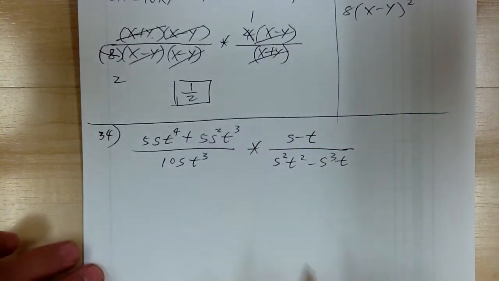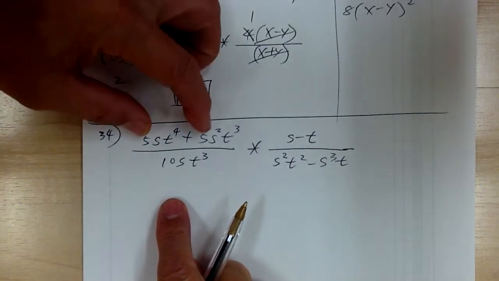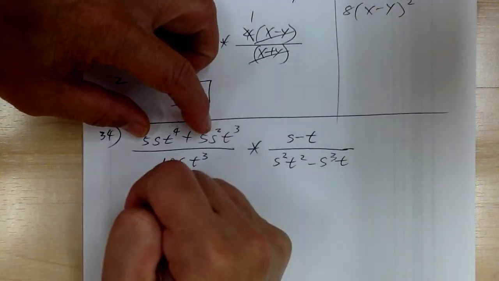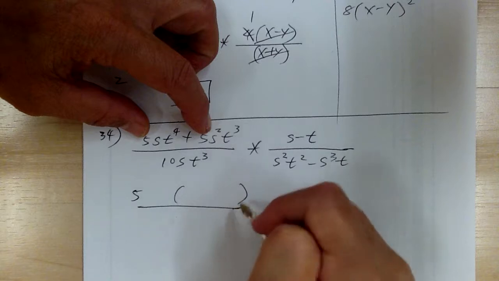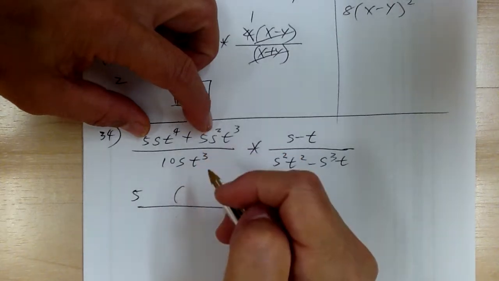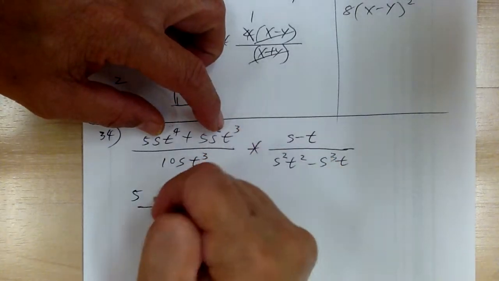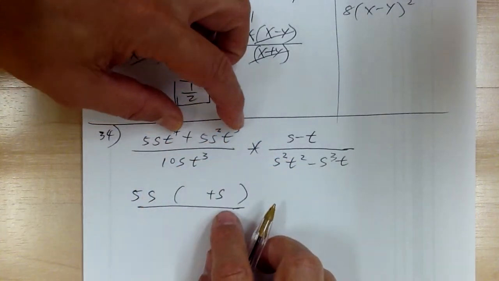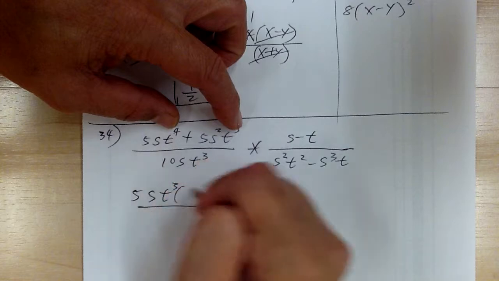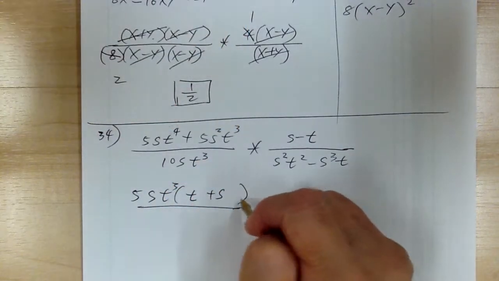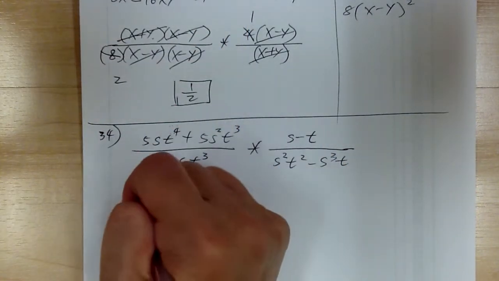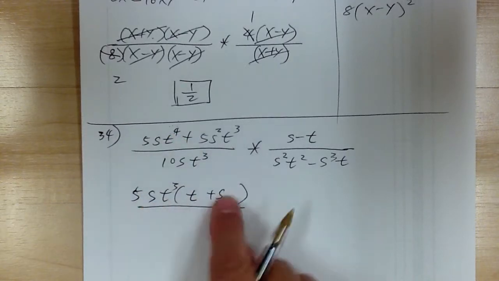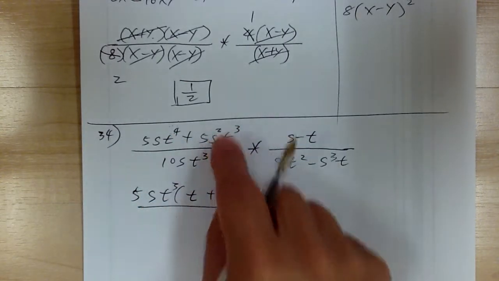Next, I need to do the factoring. This one would be the step 1 factoring. I can factor out the 5, and I can factor out the s, so there would be s left over. And I can factor out the t to the 3, so you get t left over. That's it. If you're not sure, just multiply to double check that you get the original.